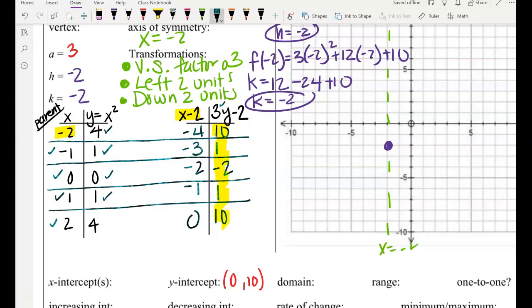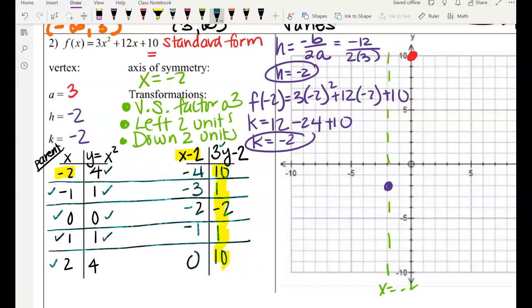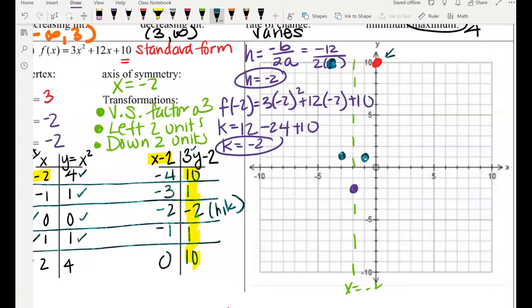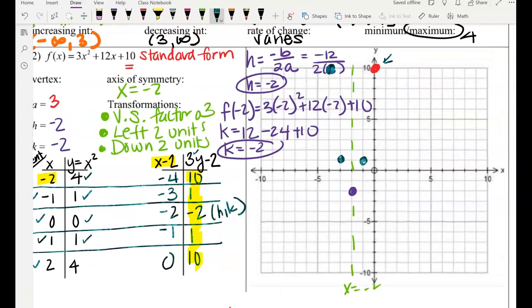Okay, let's plot it really quickly. Negative 4, go up 10. We know a is positive 3, so we know it is supposed to be opening upwards. So it's going to be negative 4, 10. Negative 3, positive 1. Negative 2, that's the vertex. This is your h comma k. And then it's just going to reflect. Negative 1 is back here. And we did see that that was going to be a y-intercept since c is 10.